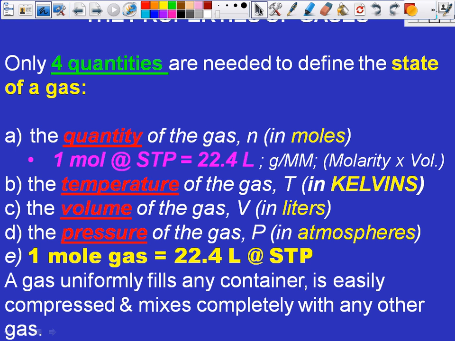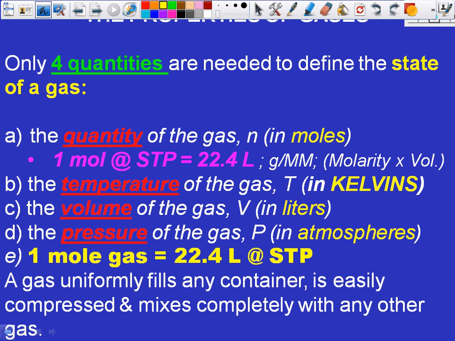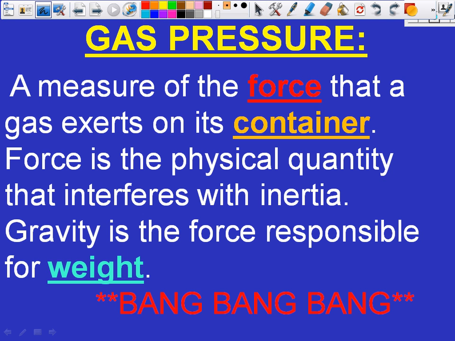One of the other things is this very bottom statement: a gas uniformly. Now, what does it mean by uniformly? A gas uniformly means it goes in the same direction at all the same time, fills a container, is easily compressed. You all know that if you take an empty water bottle and start squeezing it, it's going to build up pressure. And it also mixes completely with any other gases. So it can fill a container, it can be compressed, and it can also mix.